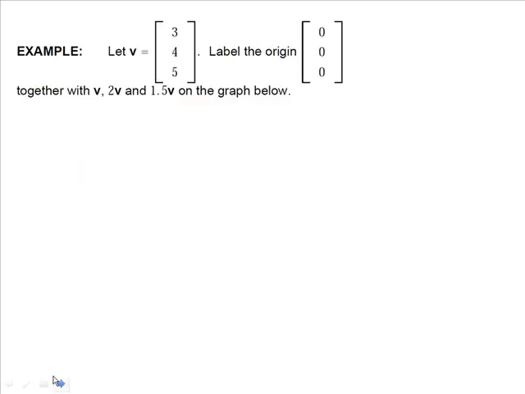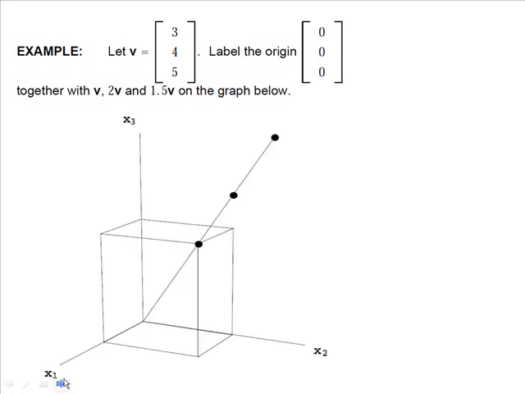So let's look at this example. We're going to let v be the vector 3, 4, 5, and we want to label the origin together with v, 2v, and 1.5v on this graph. So 2v is equal to the vector 6, 8, 10, and 1.5v is equal to the vector 4.5, 6, and 7.5.